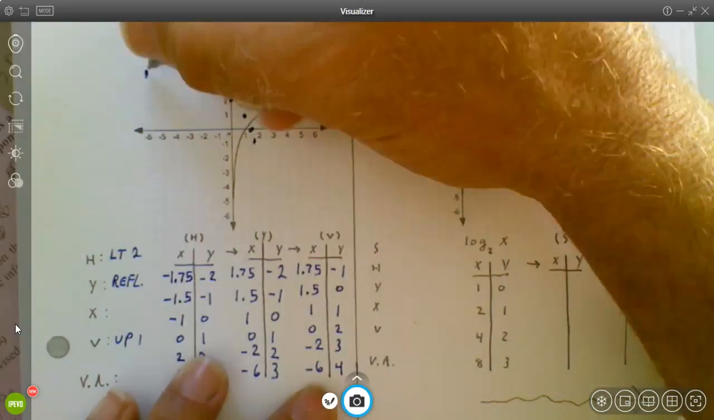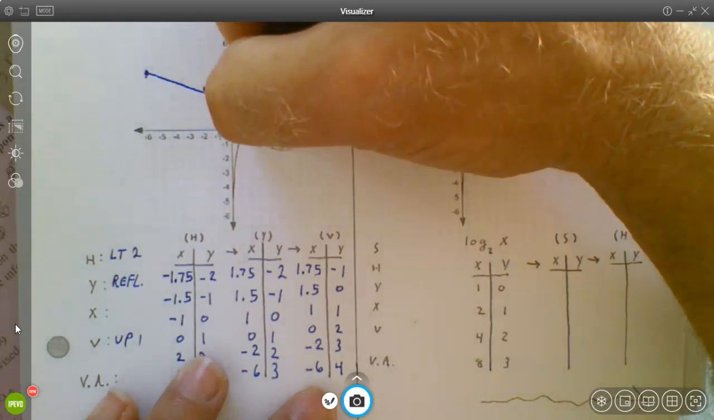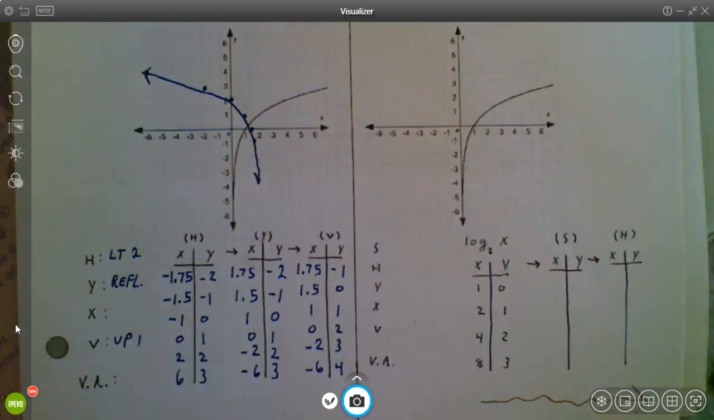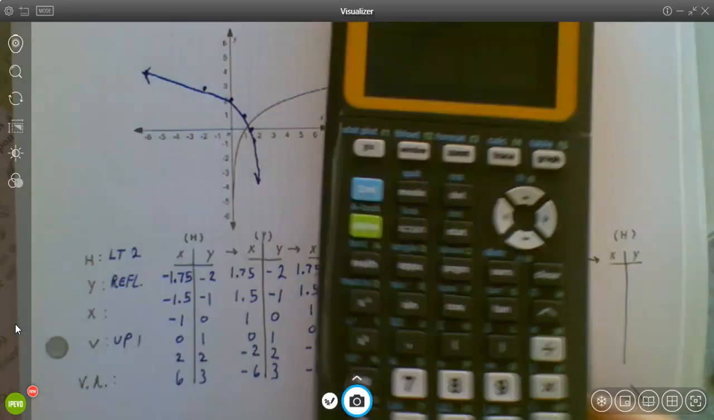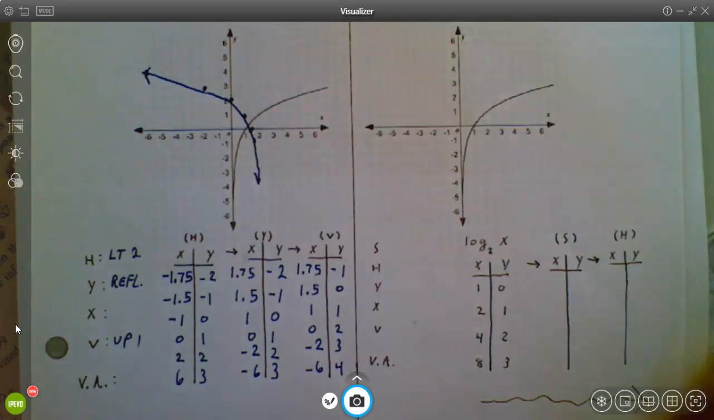So it should look something like that, and that looks pretty good with what the calculator was showing us. Sorry, my graph is ugly. I'm not an artist. So anyway, close enough, right? Okay, let's go to the very last one.